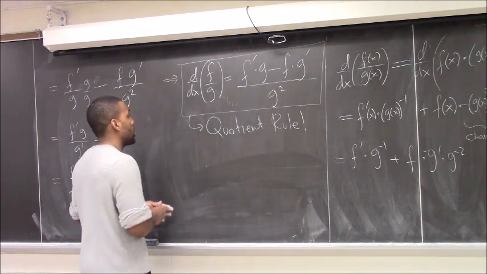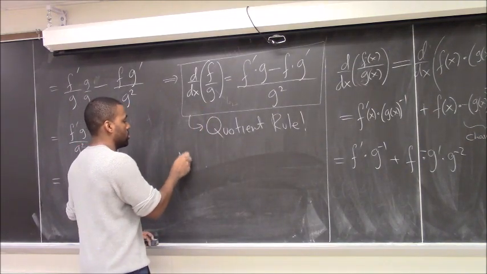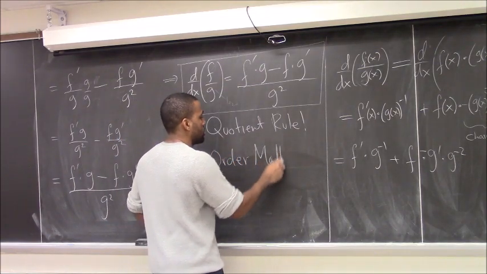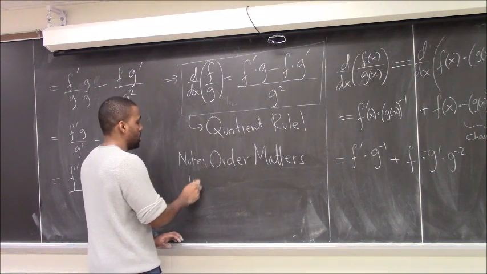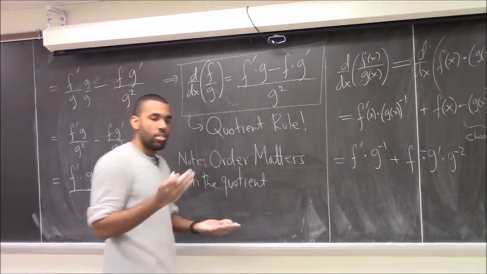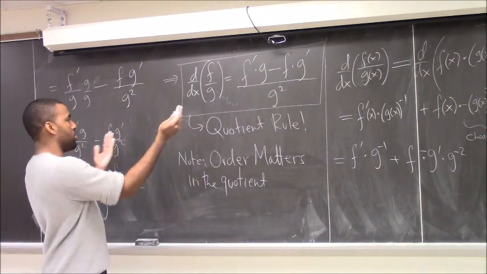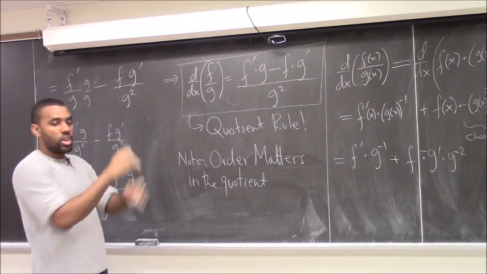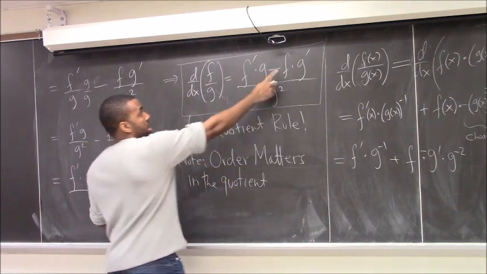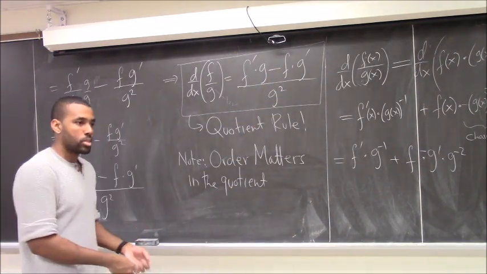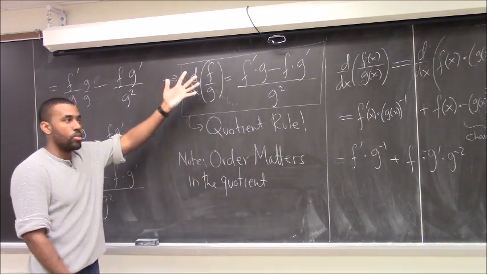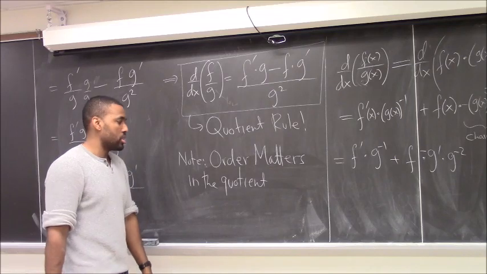Also be aware, note, order matters in the quotient rule. In the product rule, the order actually didn't matter. Whichever function you thought of as the f and the g, whether you put the f on the right and the g on the left, or the f on the left and the g on the right, it doesn't matter, because you're adding them together. You can add things in any order. With a minus sign, though, it makes a difference who comes first, right? 2 minus 3 is not the same as 3 minus 2, right? So you'll literally get the negative of the answer you should get if you remember this in the wrong order.